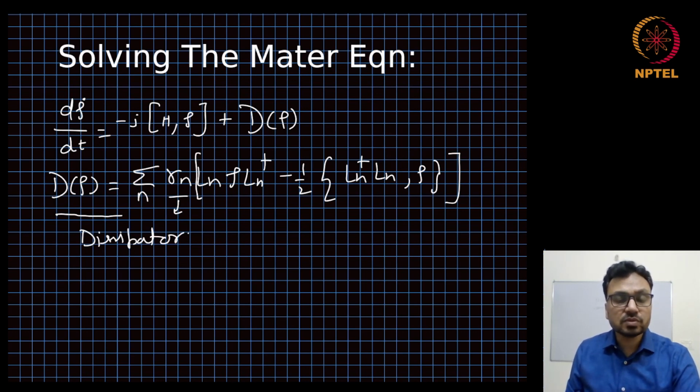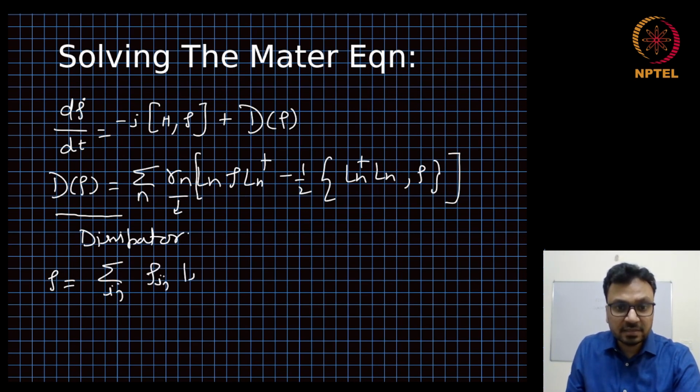So our task is to solve this master equation. To see it, let us write ρ as sum over ij of ρij, the coefficients in the computational basis, |i⟩⟨j|. So |i⟩ and |j⟩ are the computational basis. The time dependent part of ρ comes in the coefficient ρij.